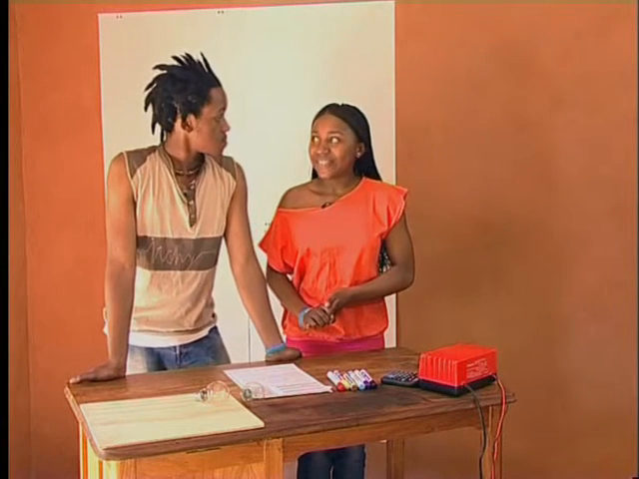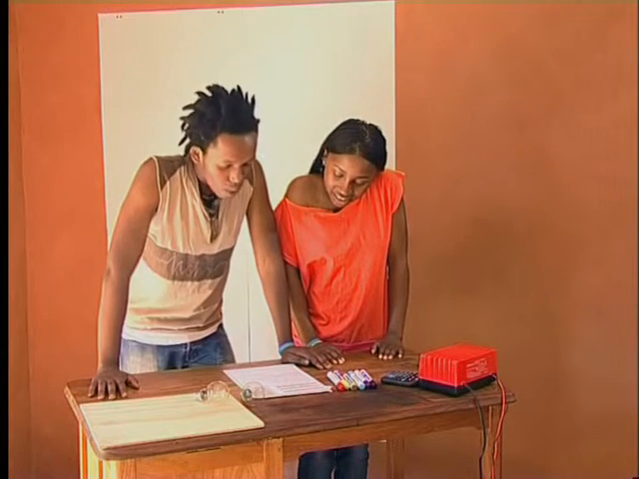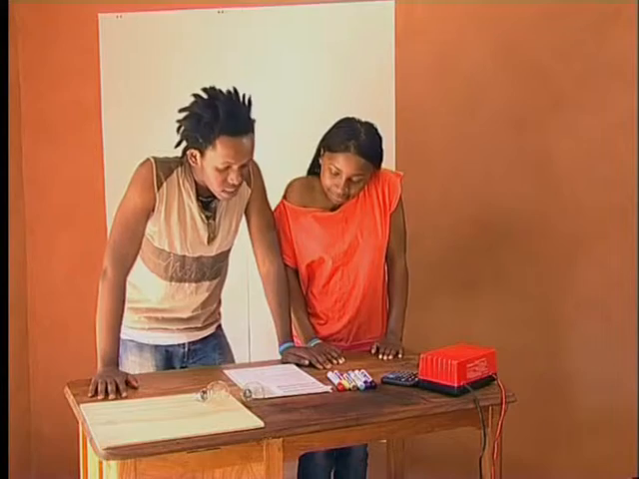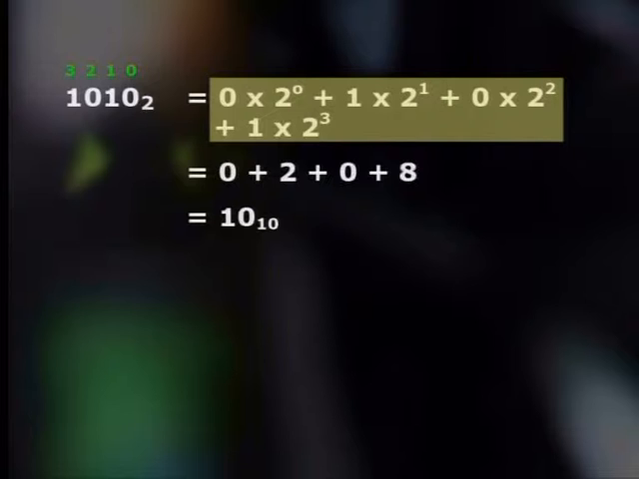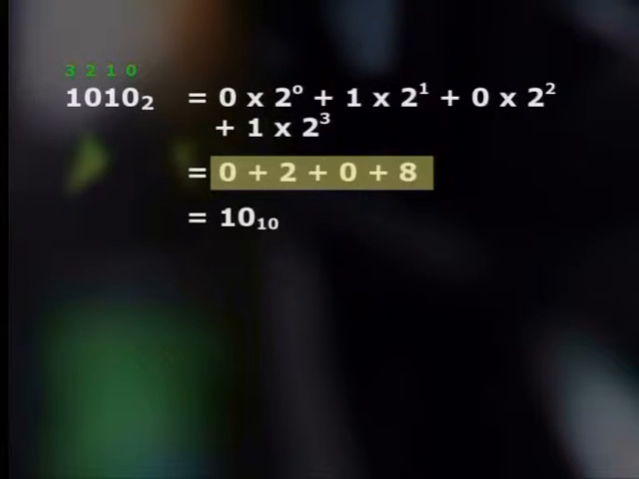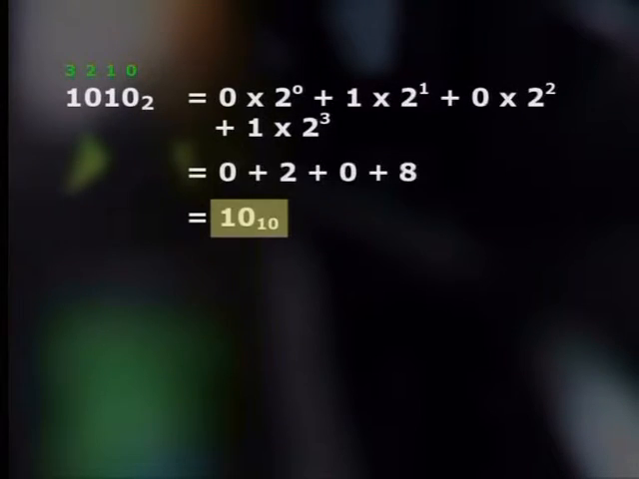Cool, well, let's try task 2. Yeah, it says convert the binary number 1010 to the base of 2 to its decimal equivalent. Well, let's go through it together. First, count the number of digits from the right, starting at 0. 0, 1, 2, 3. Then it's 0 times 2 to the power 0, plus 1 times 2 to the power 1, plus 0 times 2 to the power 2, plus 1 times 2 to the power 3. That gives us 0 plus 2 plus 0 plus 8, which is equal to 10. Remember to write the subscript. Now you know how to convert a binary number to a decimal number.